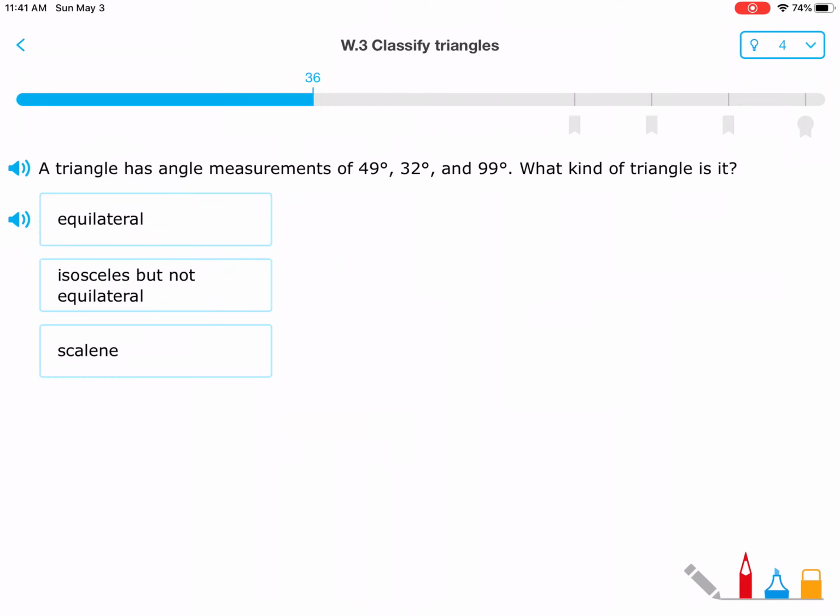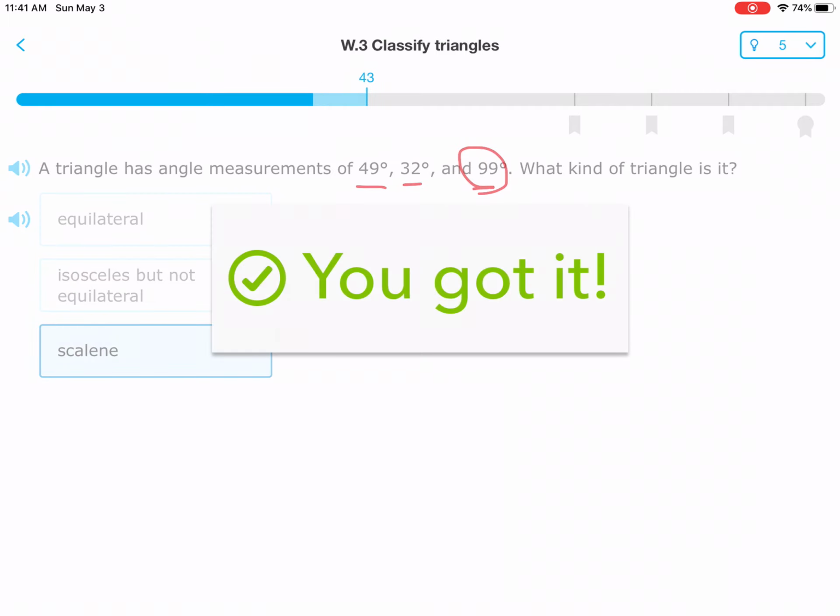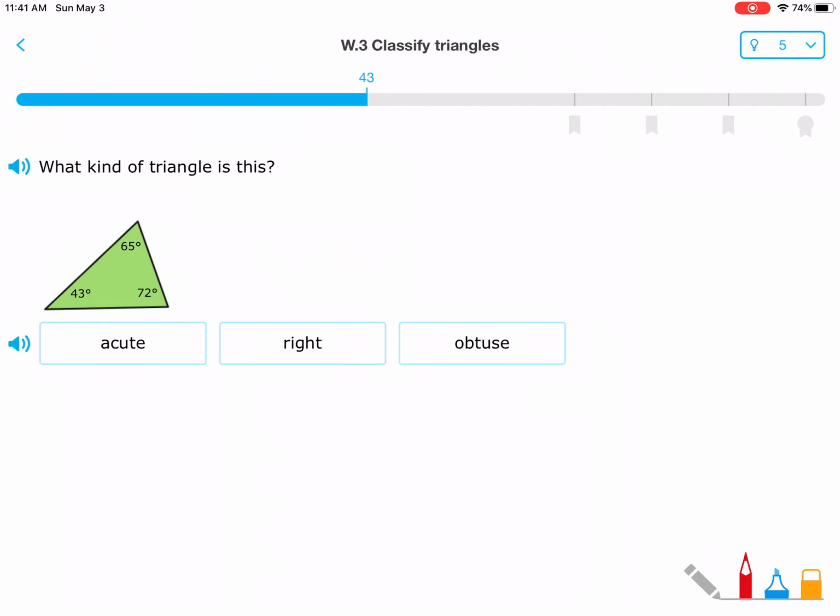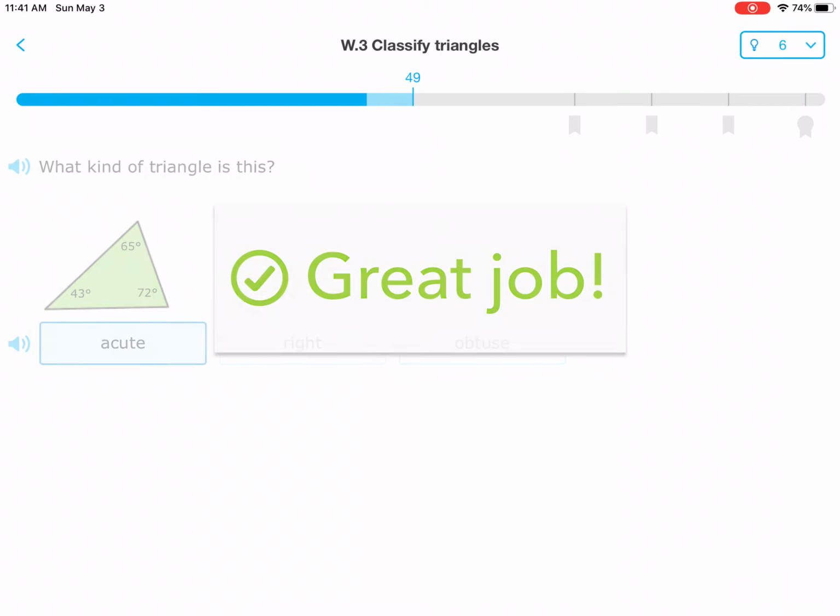A triangle has an angle that measures 49, 32, and 99. So that 99 means it's larger than a right angle. So it can't be equilateral because they're not all the same. Isosceles means they would have two equal sides. They're not two equal sides. It is scalene because there are three unequal sides. What kind of triangle is this one? It's not obtuse, it's not right, it is acute because all the angles are less than 90.